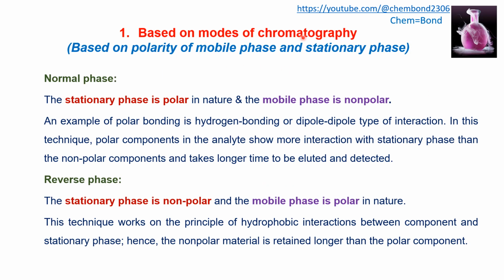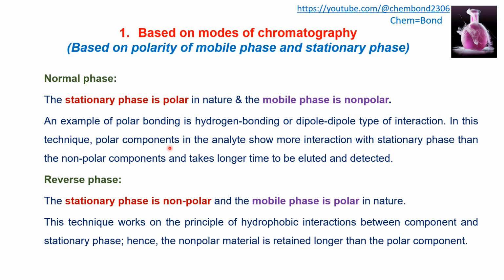First is the mode of chromatography, which is based on the polarity of the mobile phase and stationary phase. It is classified into two categories, normal phase and reverse phase. In normal phase, the stationary phase is polar and the mobile phase is non-polar. Examples of polar bonding are hydrogen bonding and dipole-dipole interaction.